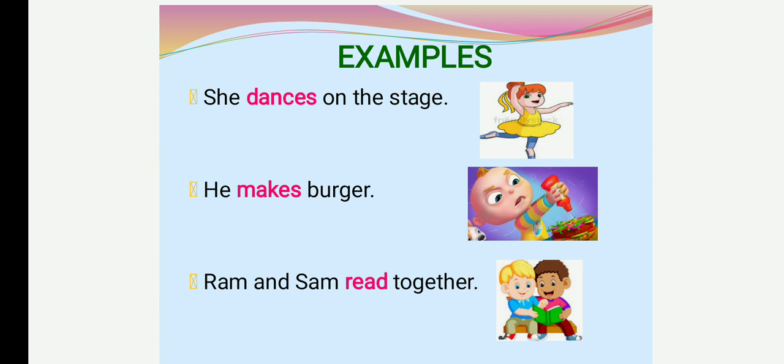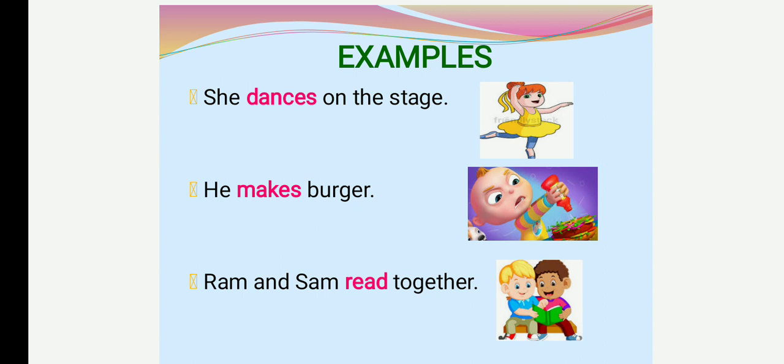I said that while we are learning tenses, the verb is going to play a main role by changing its form. So in simple present tense, here too the verb changes its form as per the number of the subject. Let us see the examples. She dances on the stage. He makes a burger. Ram and Sam read together.